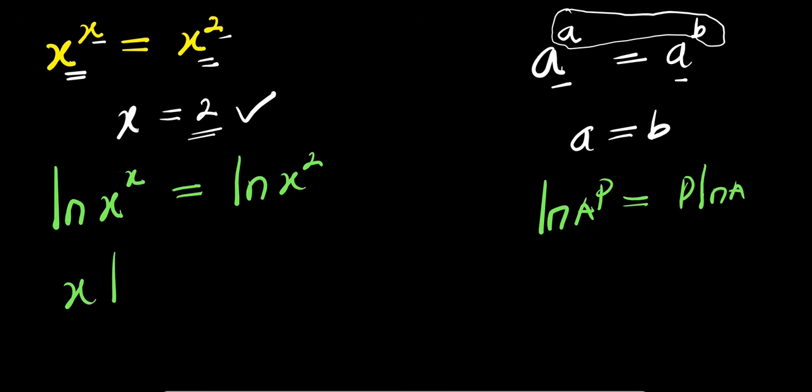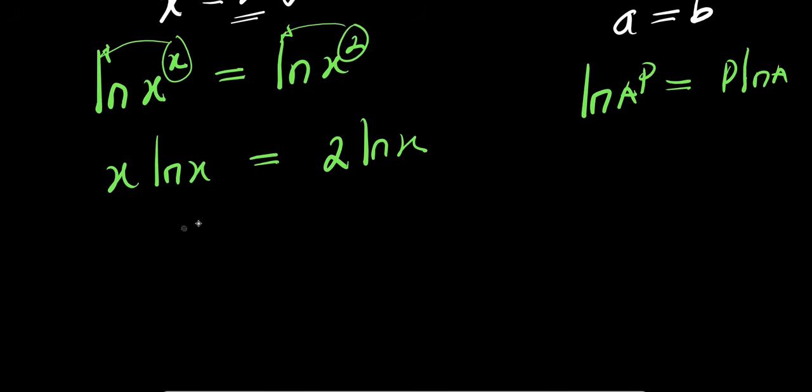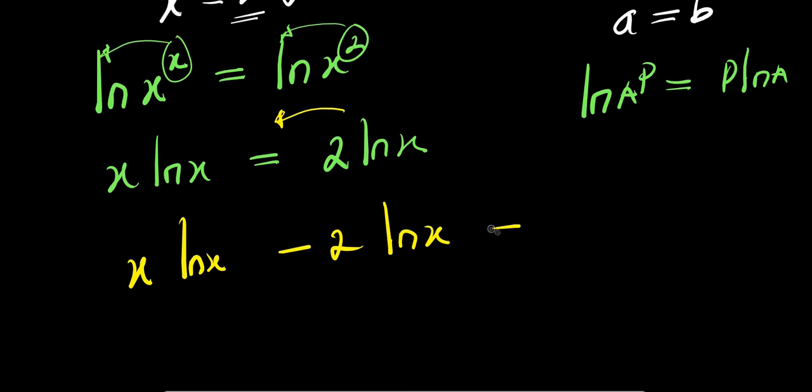So you have x times natural log x equals 2 times natural log x, because this 2 comes behind this and x comes behind this as well. Right now, we can simply move this over here to have x times natural log x minus 2 times natural log x equals 0.